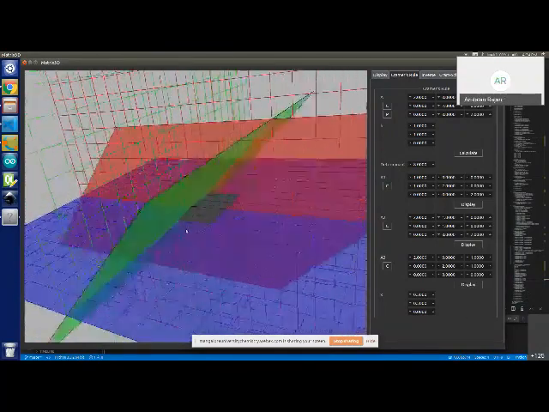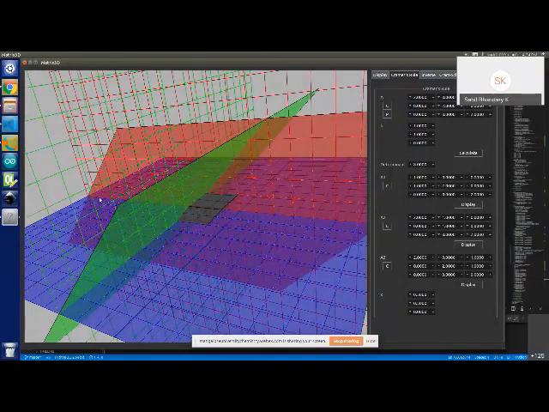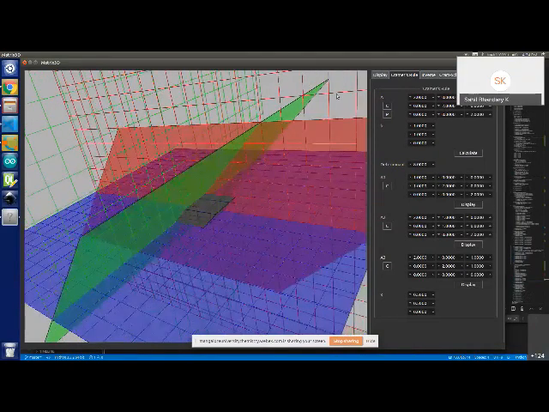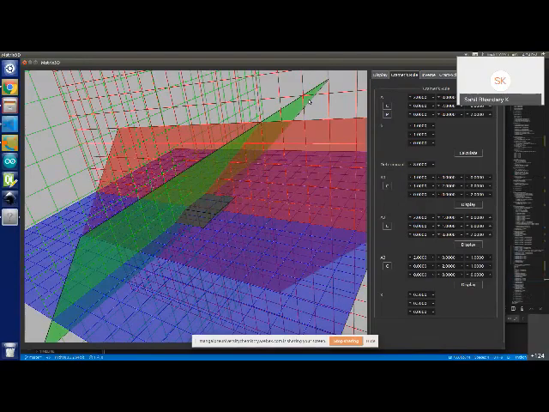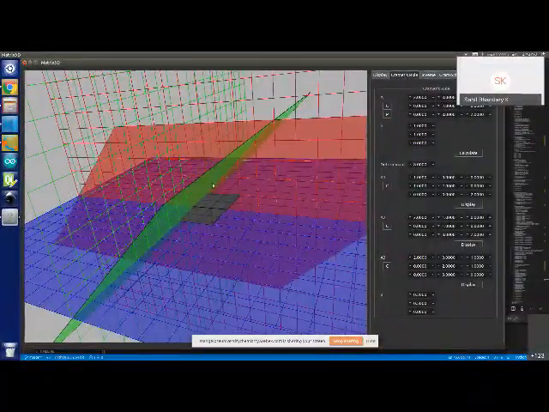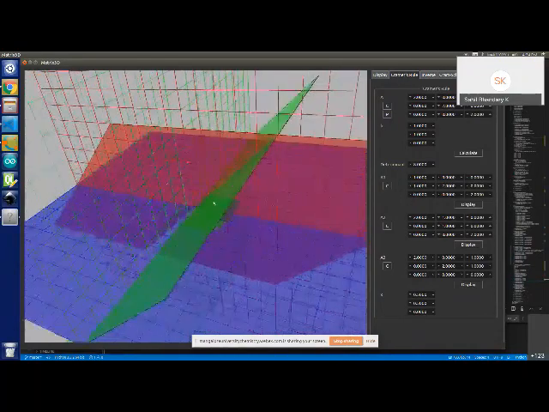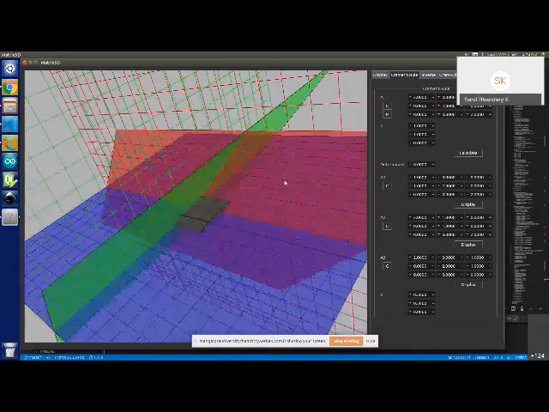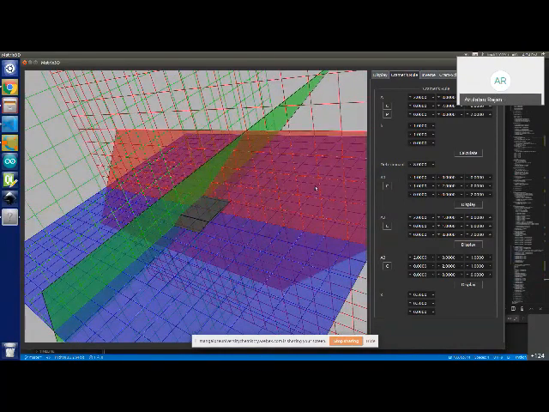So basically, these green coordinate planes are the main coordinate planes. Green is basically the YZ plane, blue is the XZ plane, and red is your XY plane. So these solid or transparent planes are basically the transformation of each of these planes by this particular matrix. Now, see something interesting happening here.